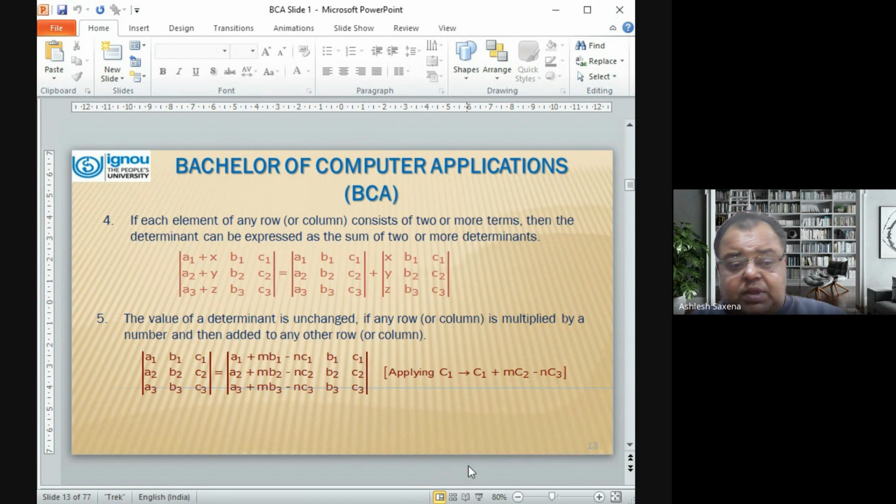Because these are all the things we will be doing in solving the determinant and getting its value, otherwise it becomes very tedious to operate.